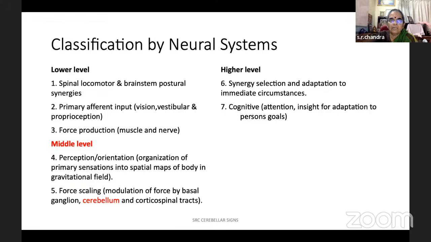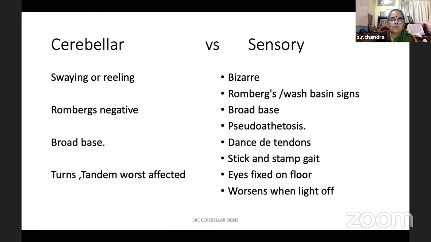So it's a middle level gait disorder. Gait disorder is classified into lower level, middle level, and higher level. Cerebellum produces a middle level gait disorder. So how to differentiate cerebellar from sensory? Always these questions are asked in the examination. Cerebellar disease, I said, is perpendicular to the plane of movement. You are moving forward, you sway sideways. And Romberg is negative, broad base, turns and tandem walking are most affected.